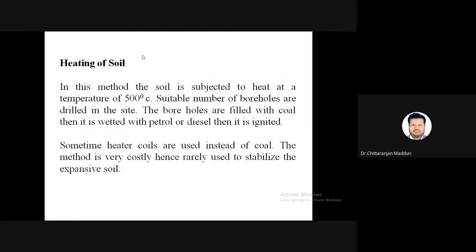So the boreholes are filled with coal that is wetted with petrol or diesel, then it is ignited. When the coal is ignited, it automatically burns the soil. Sometimes heater coils are used instead of coal, in areas where coal is not available. The method is very costly and hence rarely used to stabilize expansive soil. So the heating of soil method is very costly.